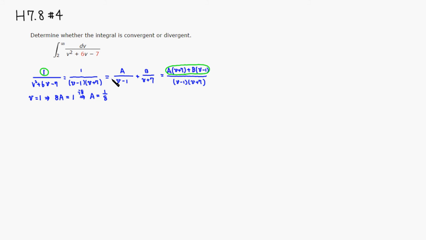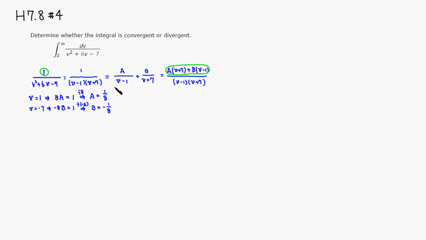Let's try v equals negative 7. Then you have negative 7 minus 1, so it's negative 8B. Again, the other side is 1. So we can divide through by negative 8 to get B to be negative 1/8.